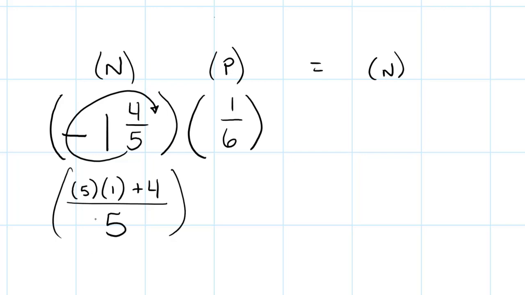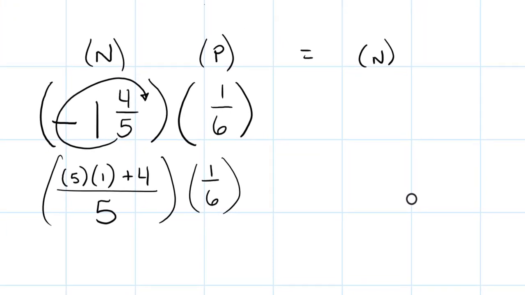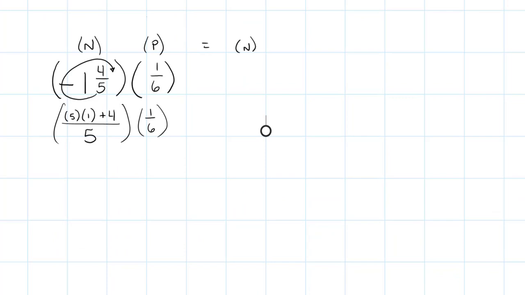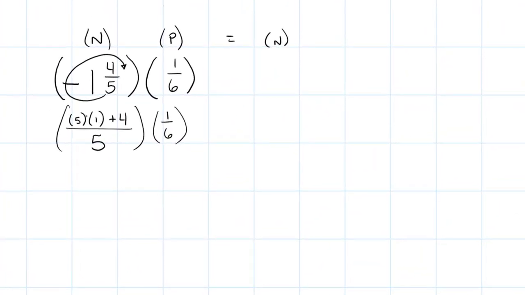And we're going to multiply. We're going to figure out what that numerator is going to be, but we're going to multiply it once we're done by 1/6. Okay, let's see if I can keep this all in the picture. Five times 1 is 5. Plus 4 is going to be 9. So now I have the improper fraction of 9/5. Well, let's not get ahead of ourselves too much. I do want to multiply that by 1/6.